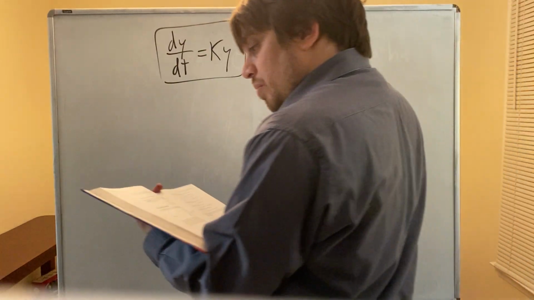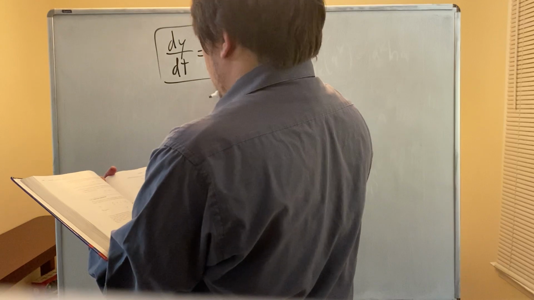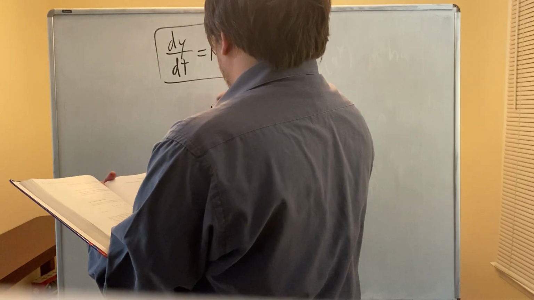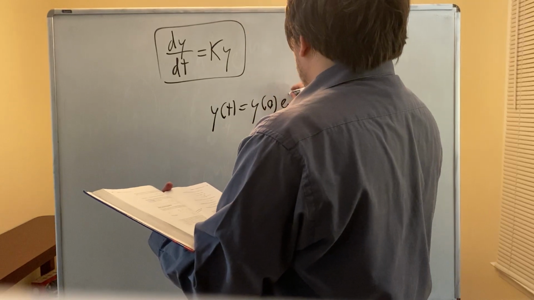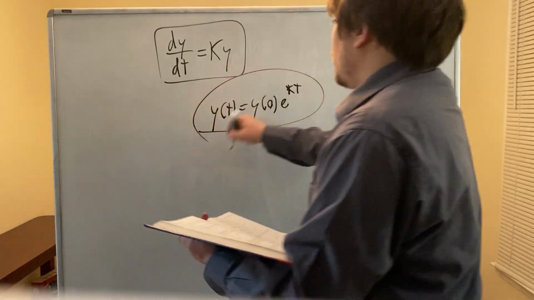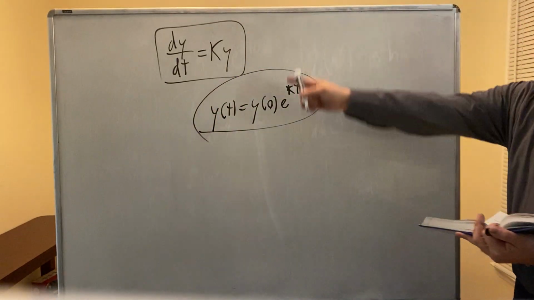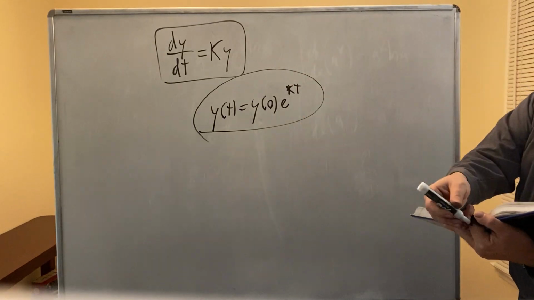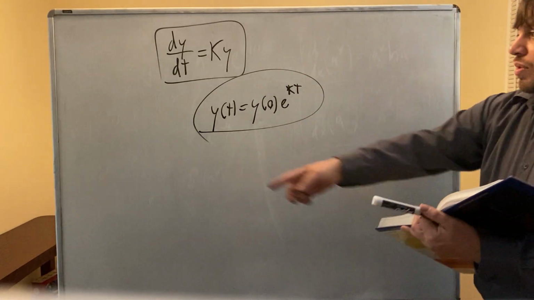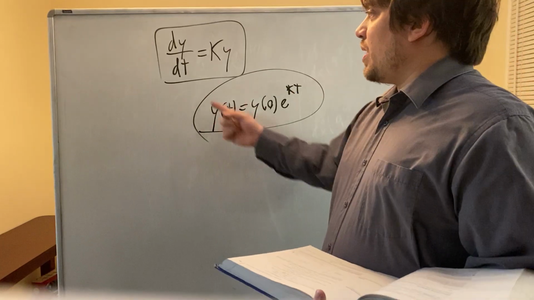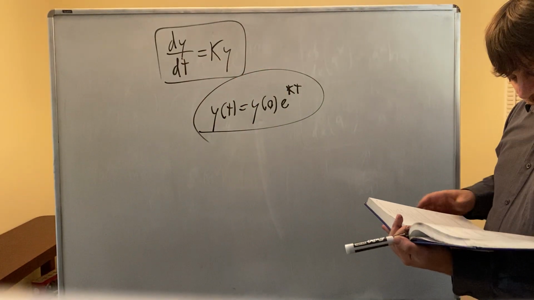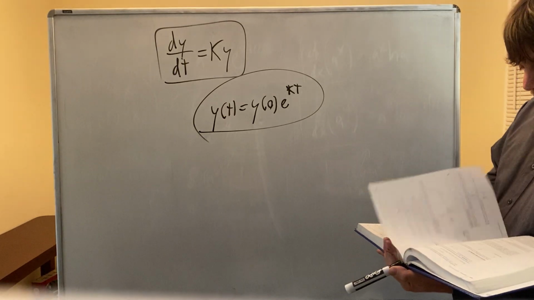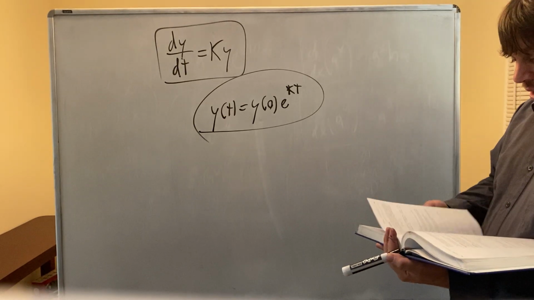Okay, so on page 284, the only solutions of this equation are the functions y of t is equal to y of 0 times e to the kt. So these are the only solutions. These are all the solutions to that differential equation. These are all the functions y you could plug in where you take the derivative of y and it equals k times y. Okay, so it talks about population growth and radioactive decay.